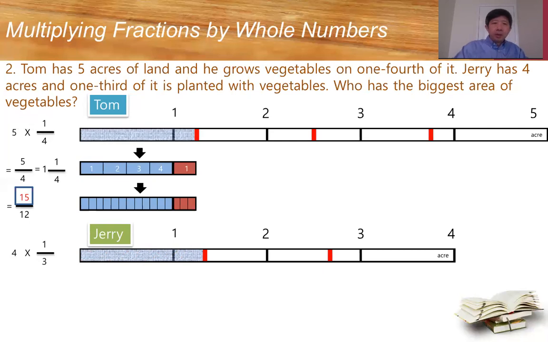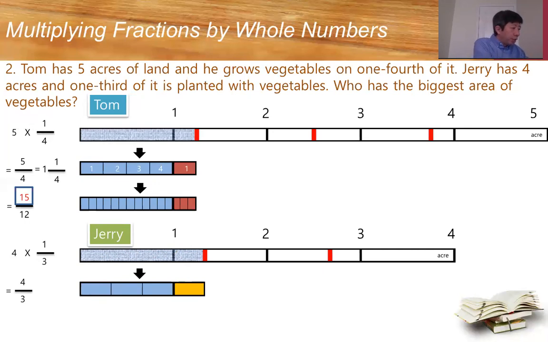Now again, we can change this into what? Procedurally, we take 4 times 1/3. So therefore, we got 4/3. This is procedural, right? And then conceptually, you can see 1, 2, 3, 4. 4 out of how many? 4 out of 3, right? So therefore, we want to compare Tom and Jerry.